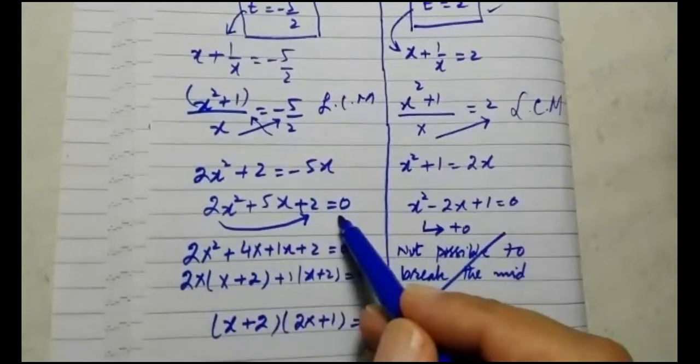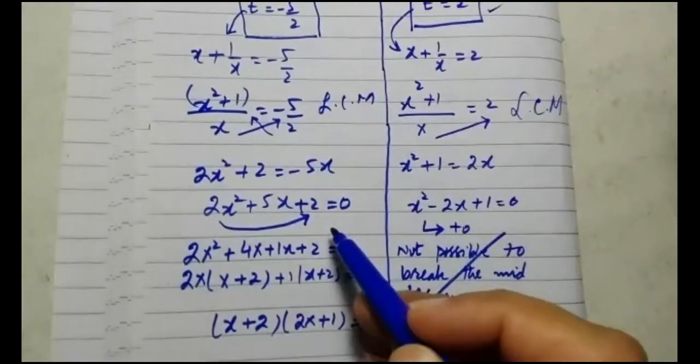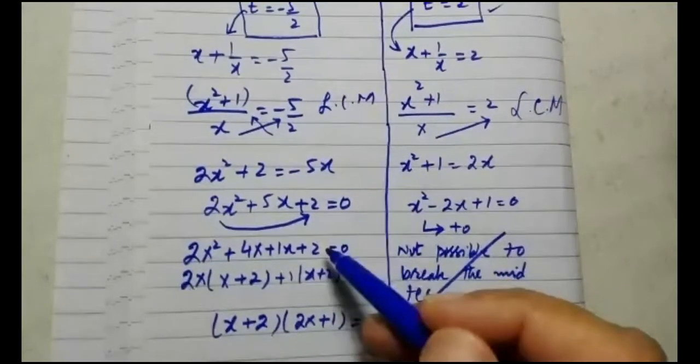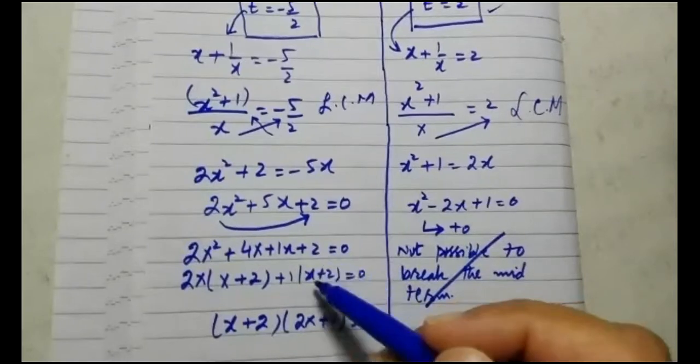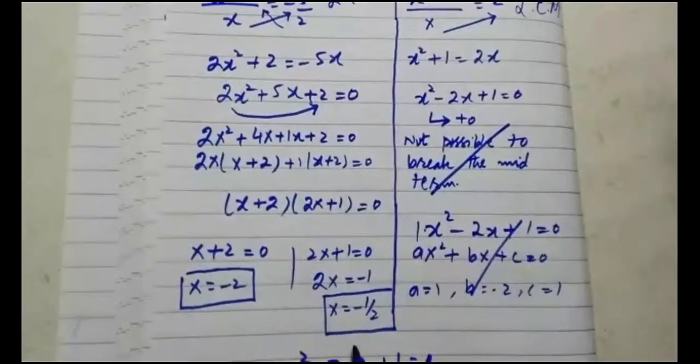This is a quadratic equation in x now. So if middle-term breaking is possible, you should go for it. We will go for it whenever it is possible. From here you will get two answers: x equals minus 2 and x equals minus 1 by 2. The same is done for the second part.